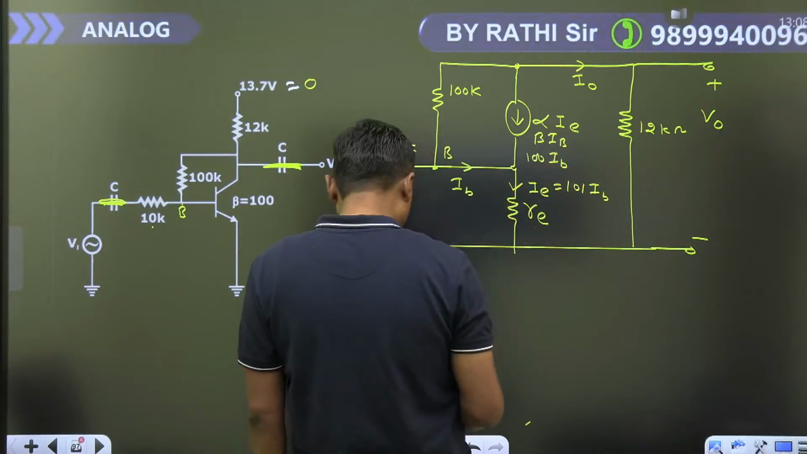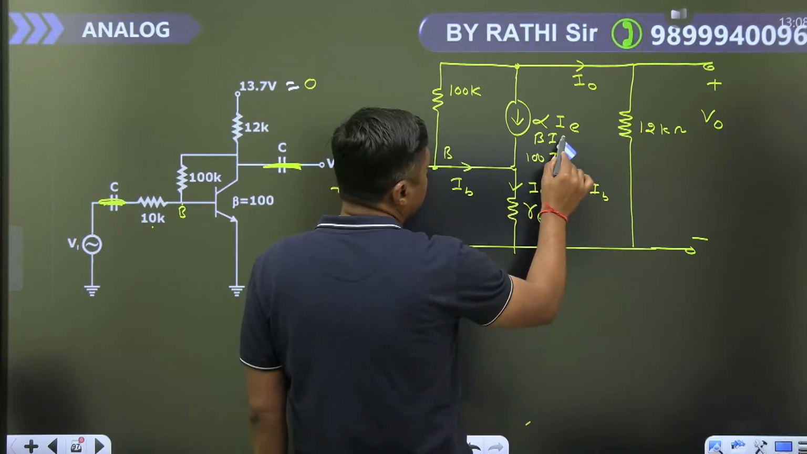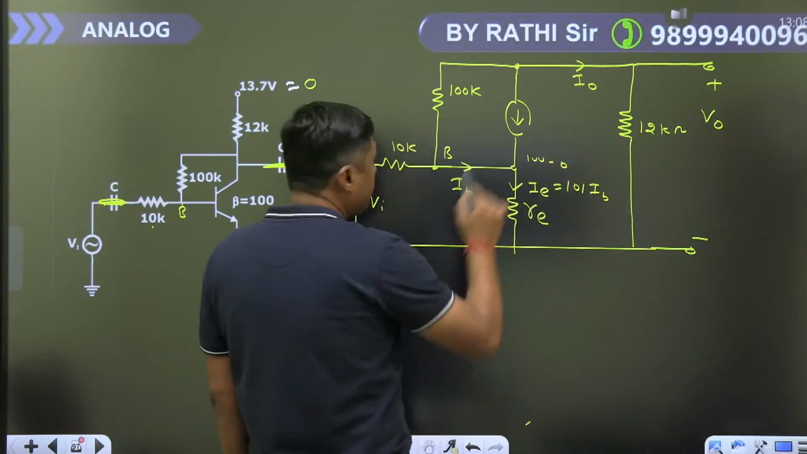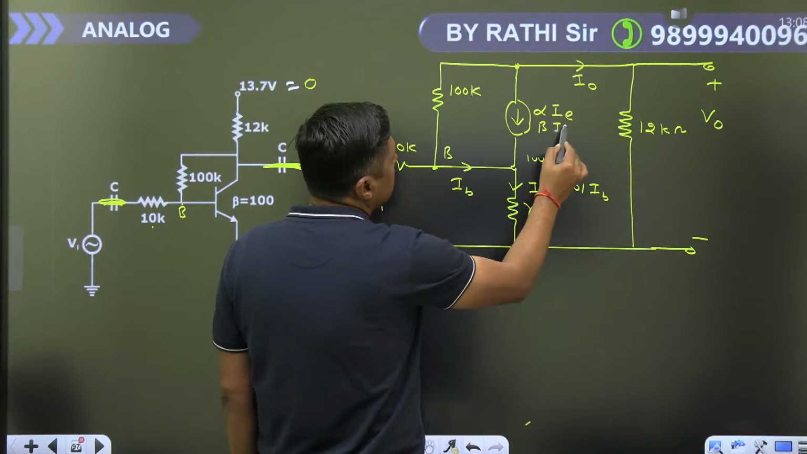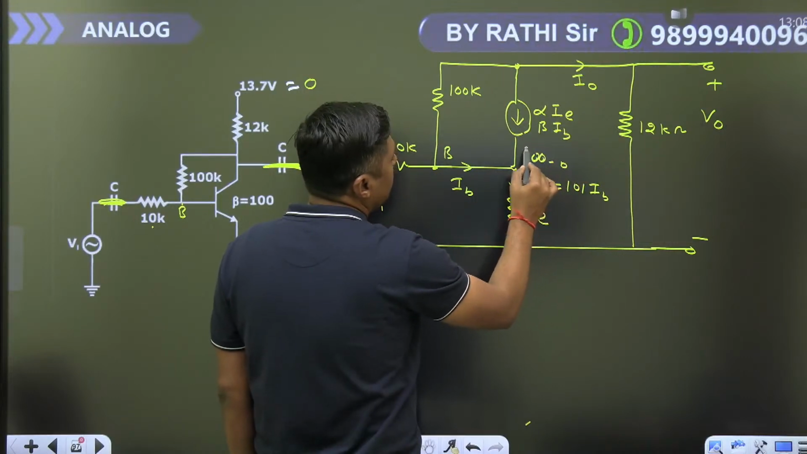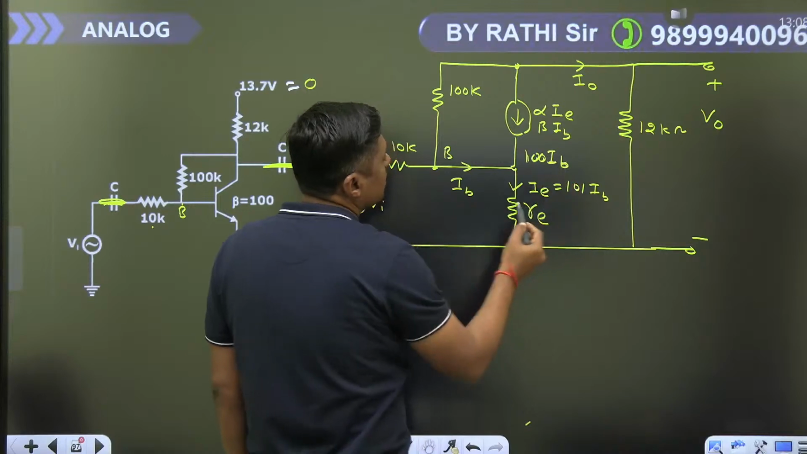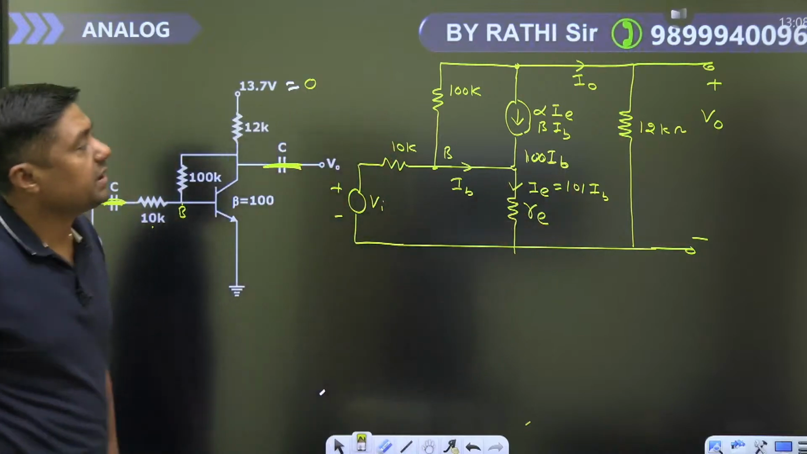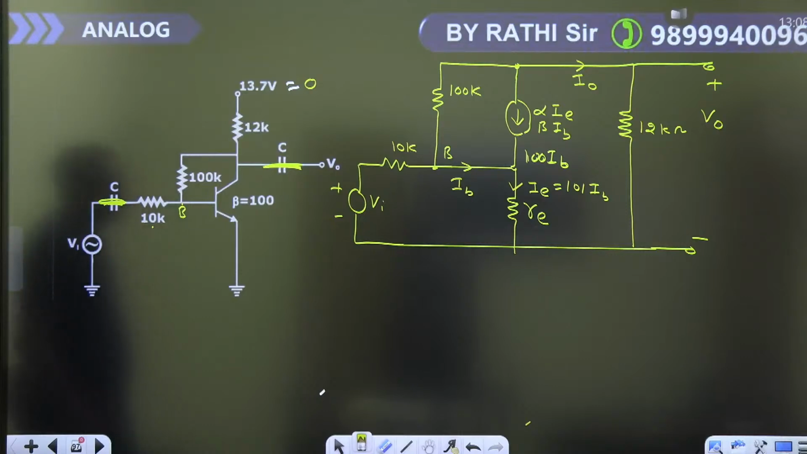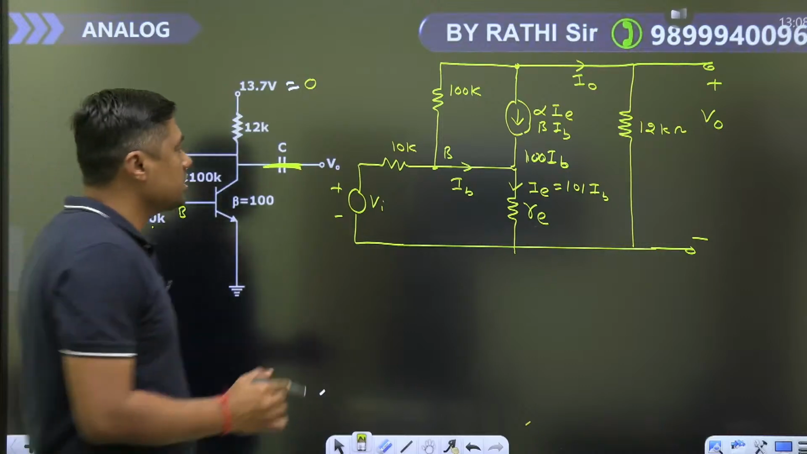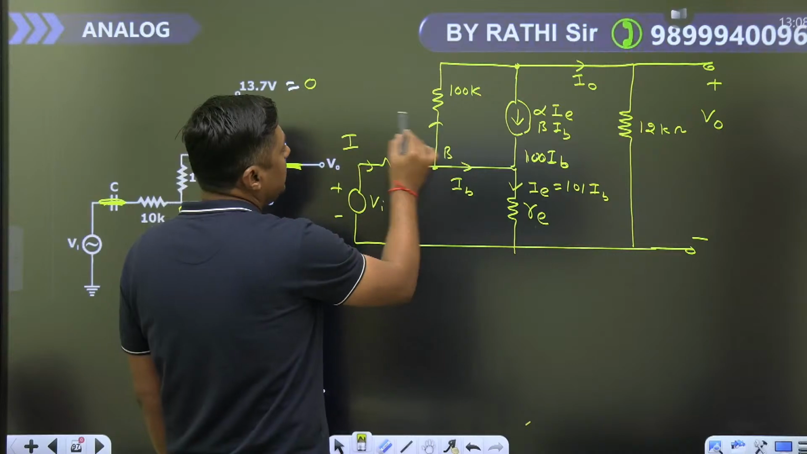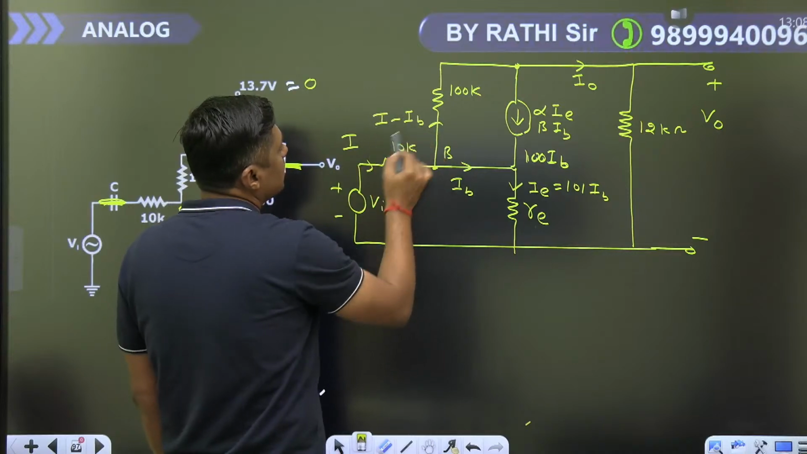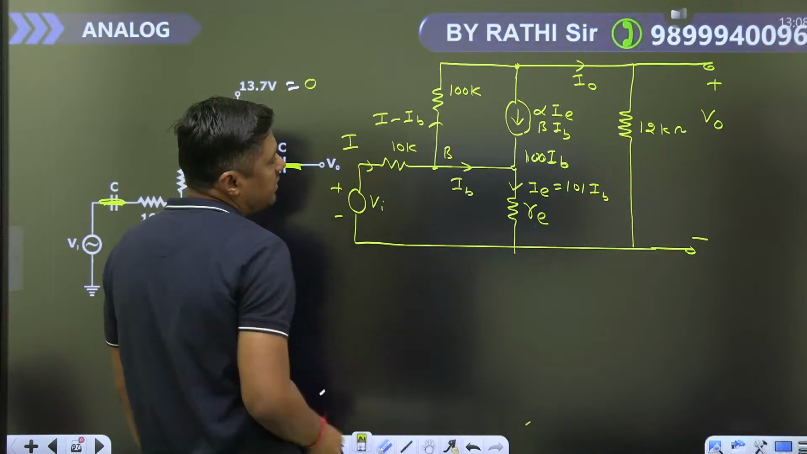So you can write in terms of IB. Remember, this is the IC current. IC you can write alpha I or you can write beta IB. If you are writing beta IB, it will become 100 times IB. Now, you have to write one KVL, guys. I'm giving you the shortcut. This is the current I. What is the current here? I minus IB, because this is the current IB.